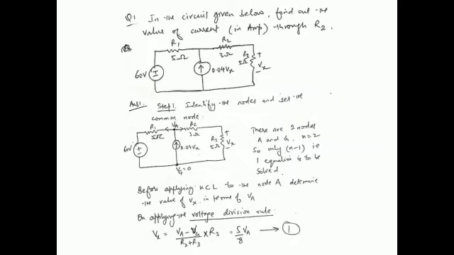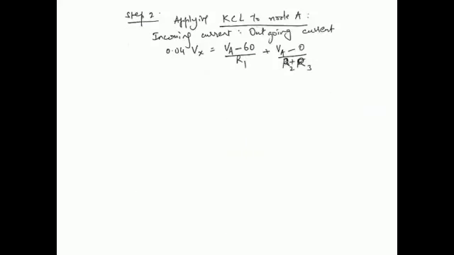Now before applying Kirchhoff's current law to node A, we need to determine the value of Vx in terms of Va. By simply applying the voltage division rule, we get an expression for Vx equal to 5 by 8 Va. Let this be equation number 1.